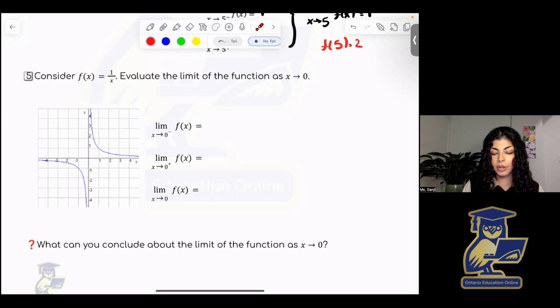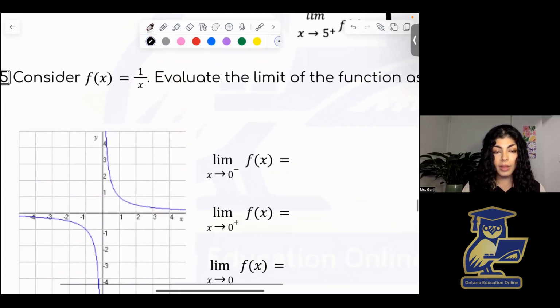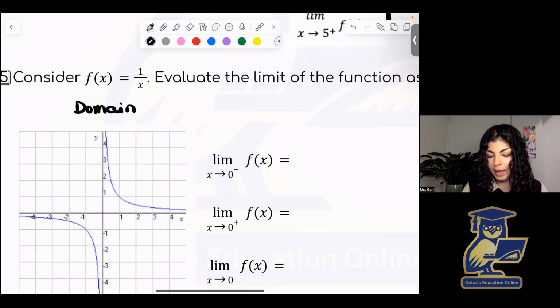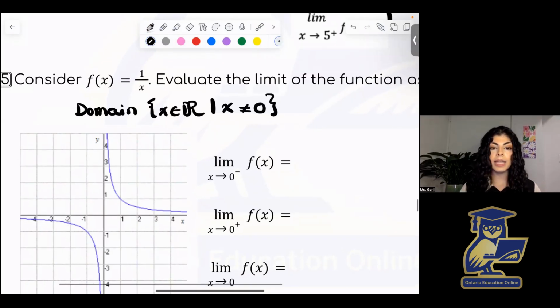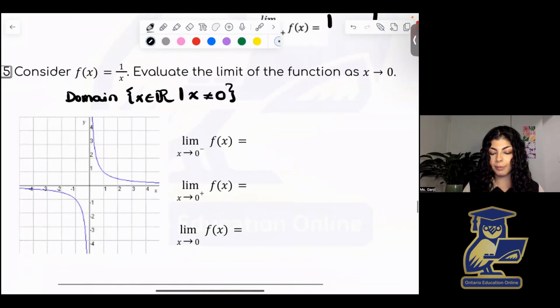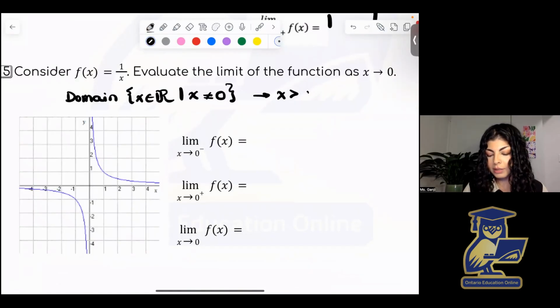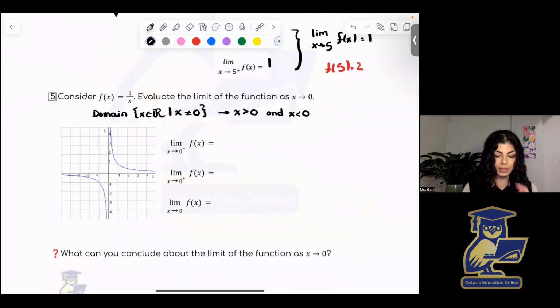So right away, looking at the function, we can see that f of x at x is 0 is not defined. So this function itself has a special domain as well, and it is that x is all the real numbers and x is just not 0. So this is the same as x can be any value, so x can be greater than 0 and x can be less than 0. It's just not 0 itself.